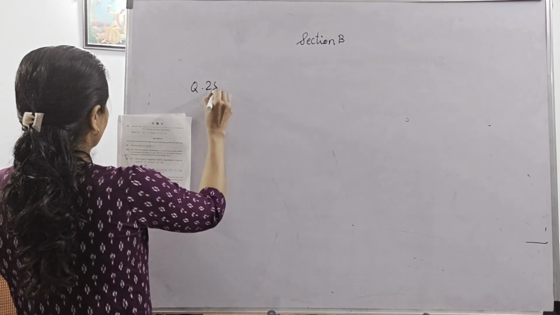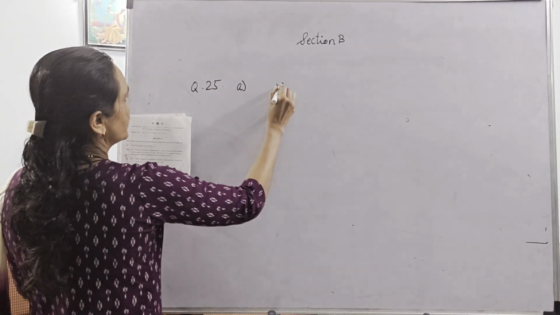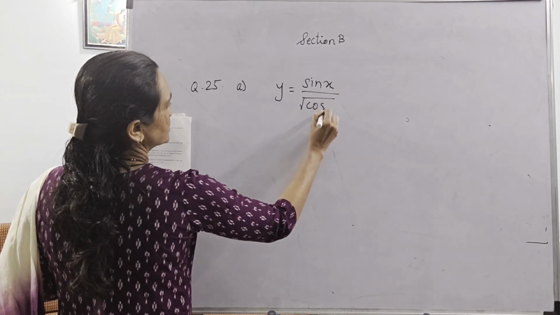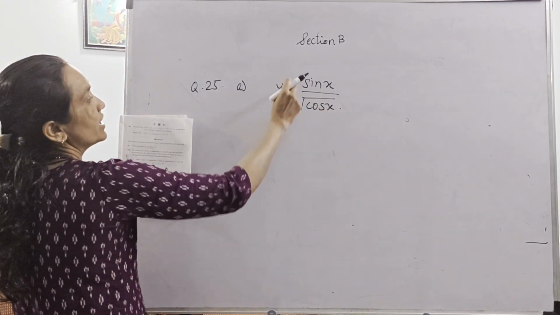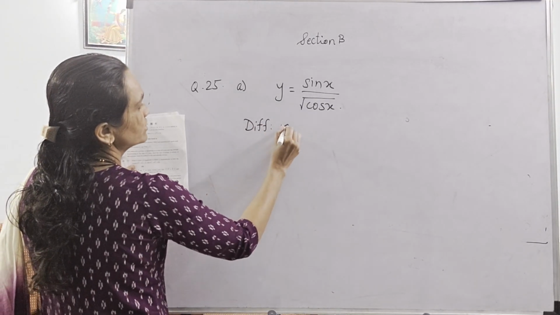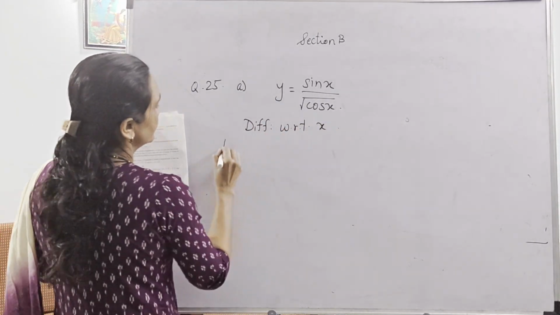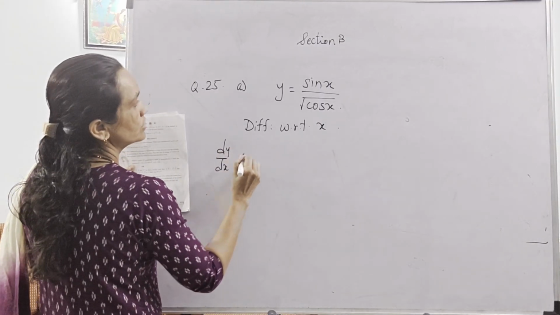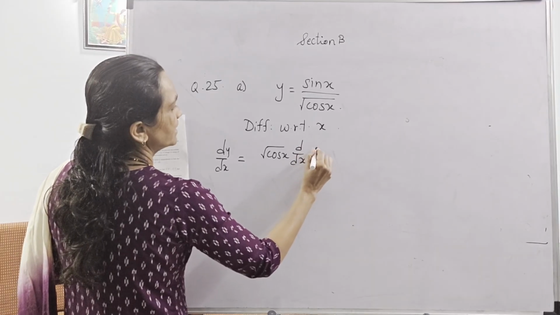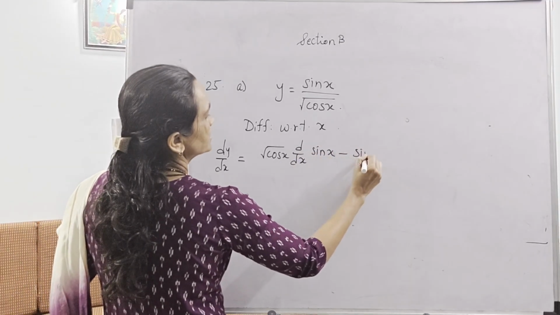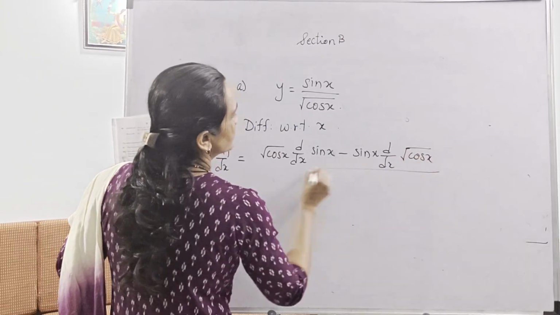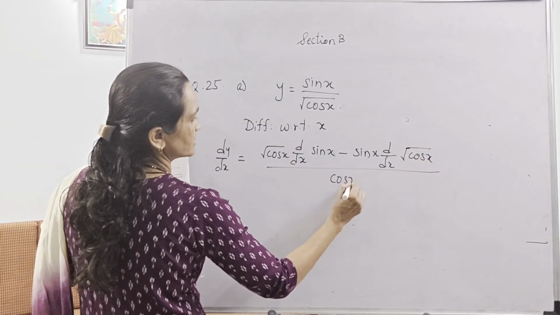Question number 25: differentiate with respect to x, sin x upon root of cos x. Again it is an easy function. U by V form is given. So we will use the U by V form. Differentiating with respect to x, dy by dx is equal to V as it is, derivative of U, that is sin x, minus U as it is, derivative of V, that is root of cos x, divided by the square of root cos x, which is cos x.